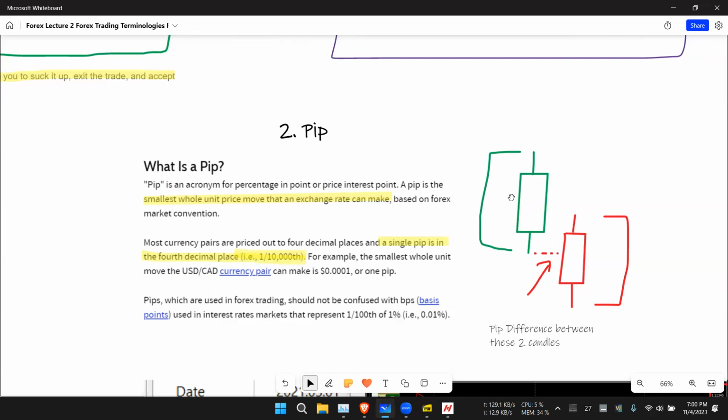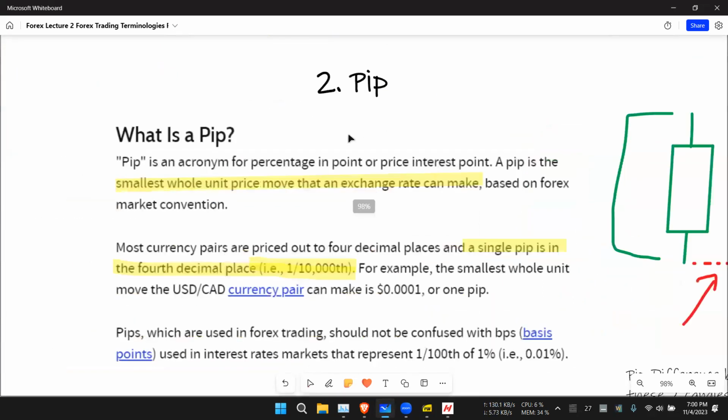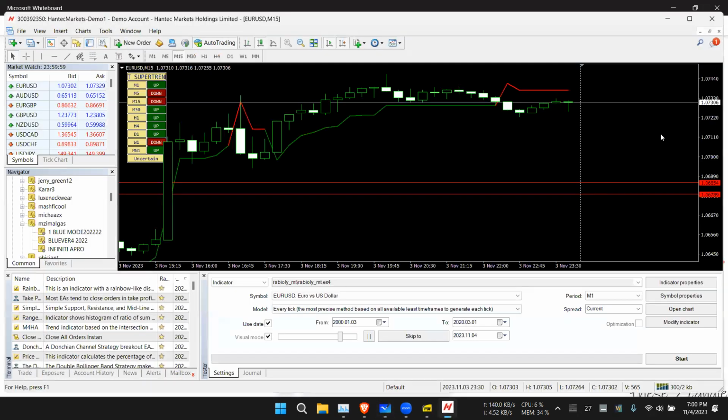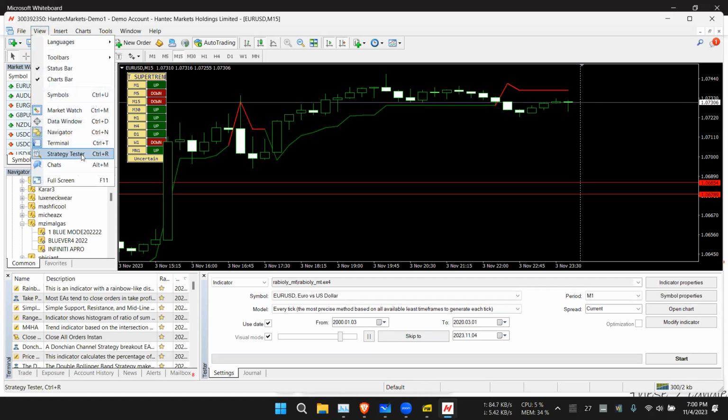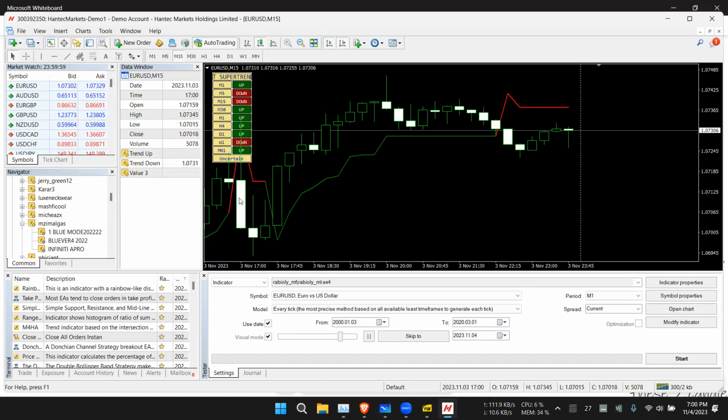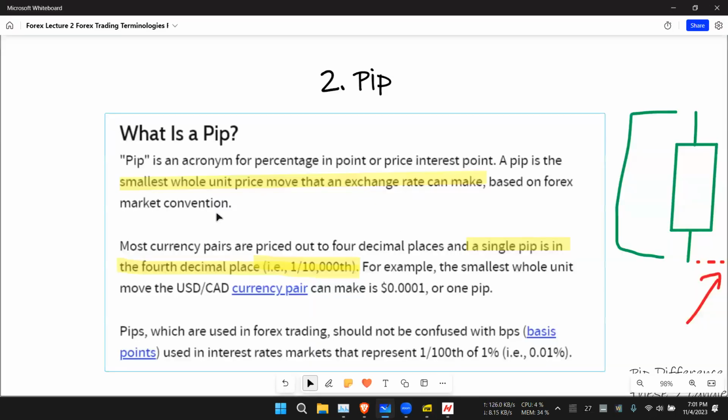The question is that, right? This is called a pip. This 1.07440 is called a pip. Let me just show you. Let me just view the data window. This candle had an open on 1.70 pip and closed on 1.0 pip something, right? All of these are measured in pips. Got it? Your stop loss, your profits, your losses, all of these things are measured in pips.